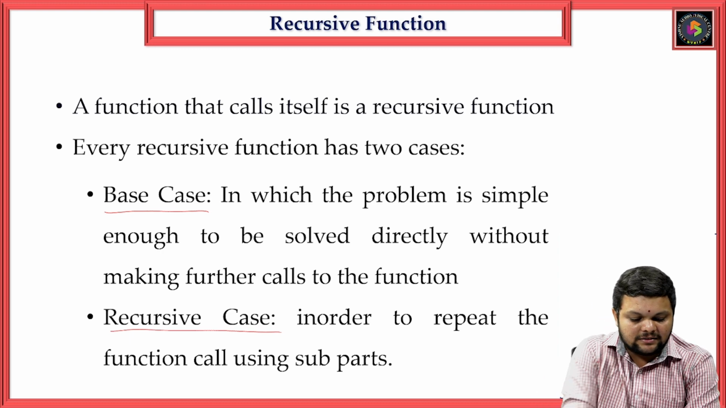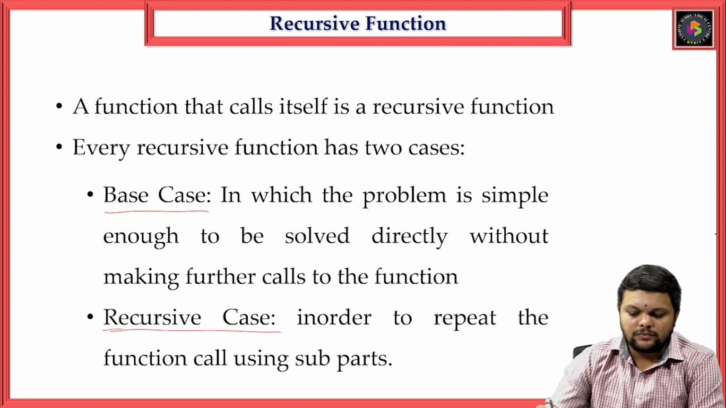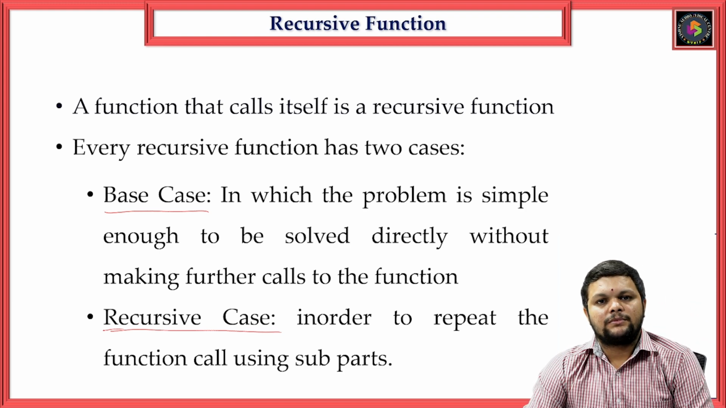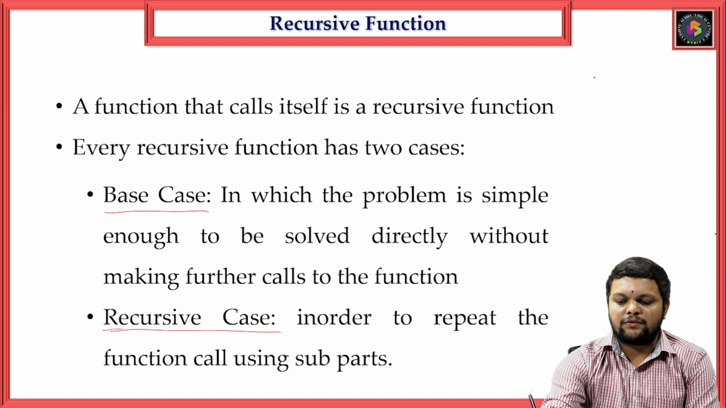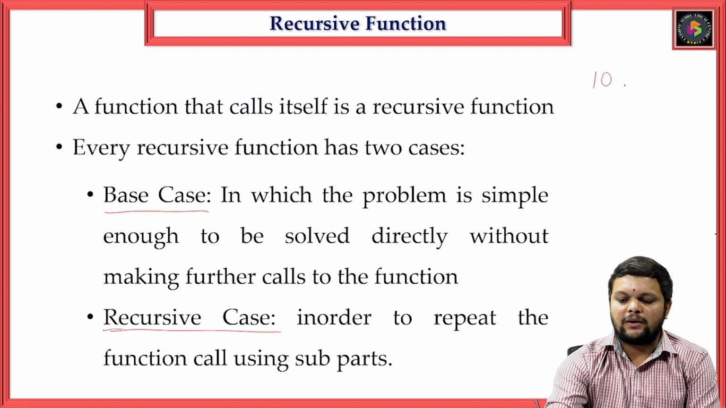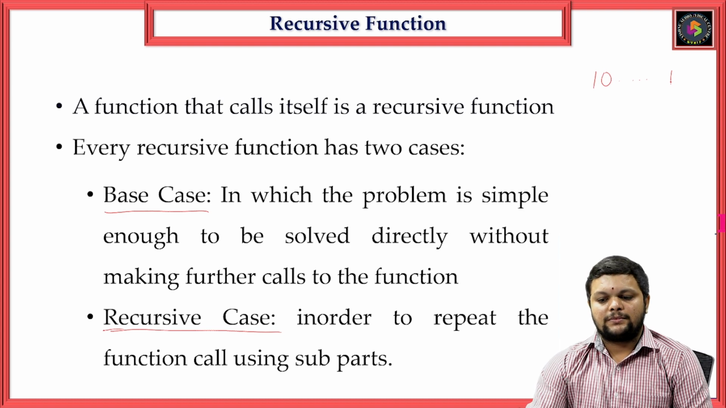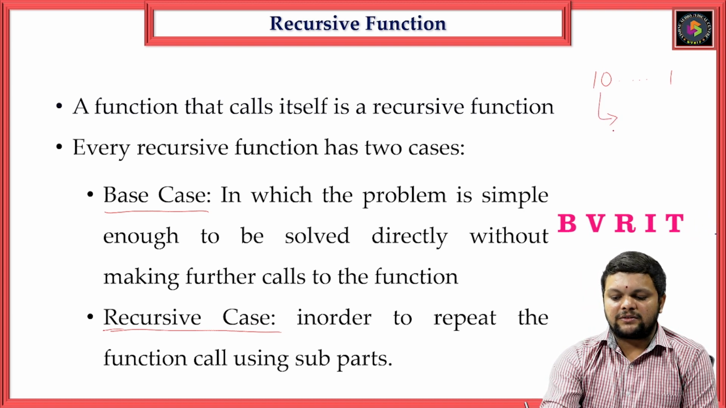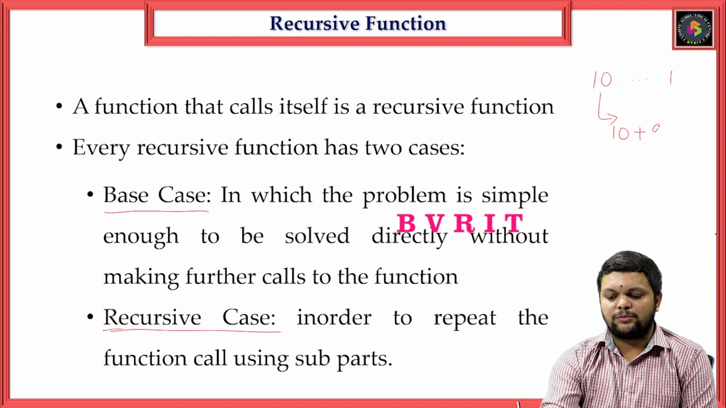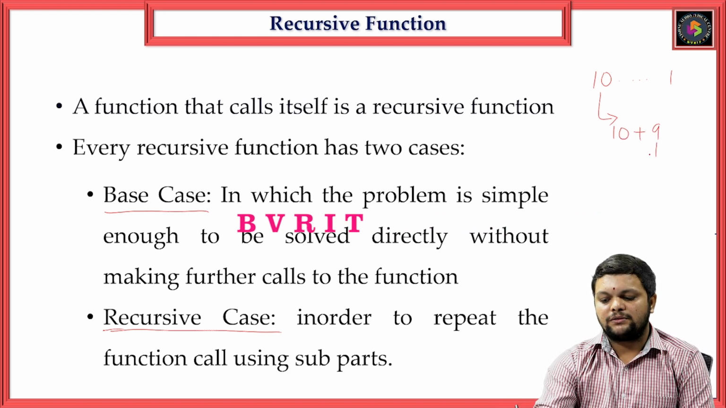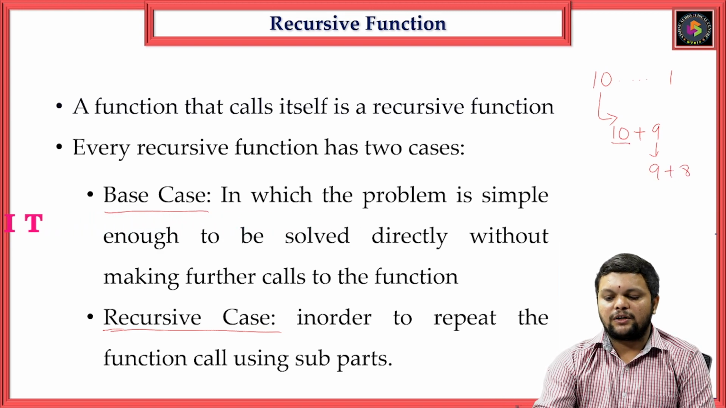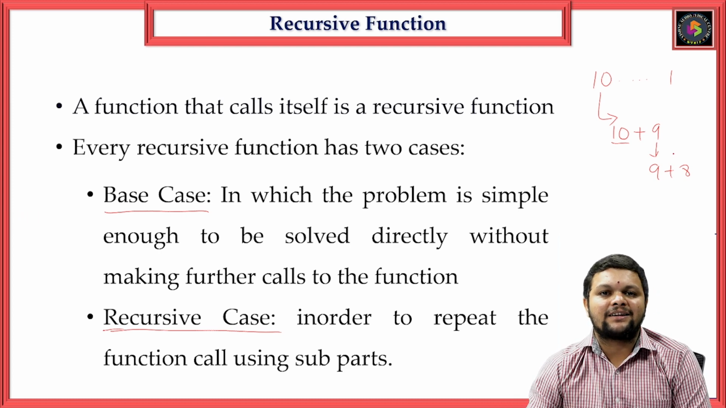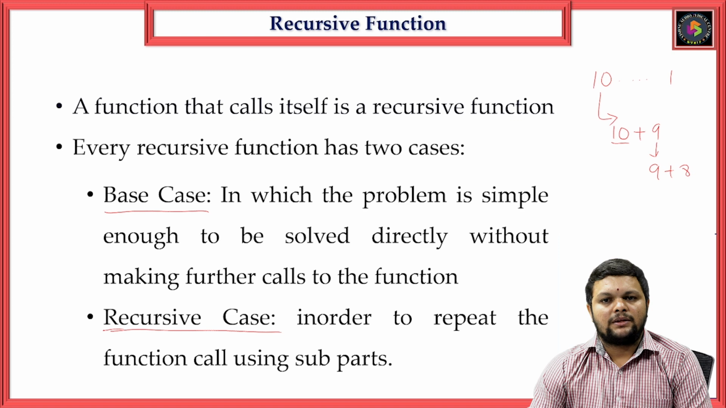The second thing is the recursive type of case. In the recursive case, we divide that program into subparts. If I want to add numbers from 10 to 1, or 1 to 10, that will become your base case. In the first iteration it should be 10 plus 9, and in the next iteration 9 plus 8. The next ones will become your recursive case. There should be a stopping point.